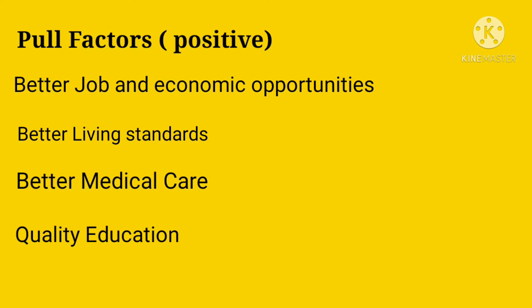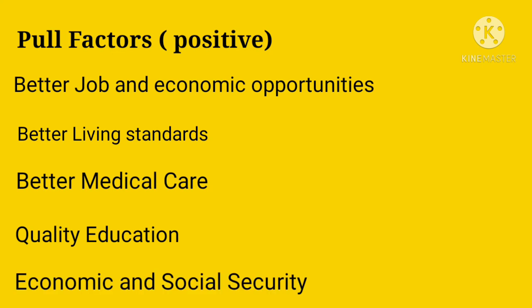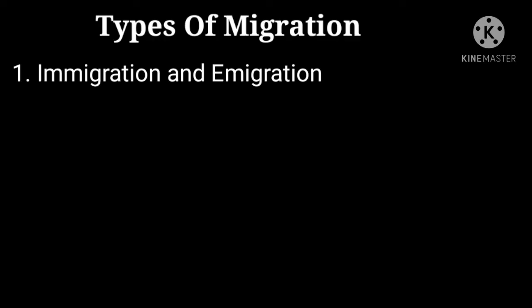And last but not least, economic and social security is also a pull factor that attracts people from throughout the world. If a country has economic and social security, the rate of crime is less in the country. Economically that country is safer, so people want to come to that particular country and live there. So we'll see what the different types of migration are now.